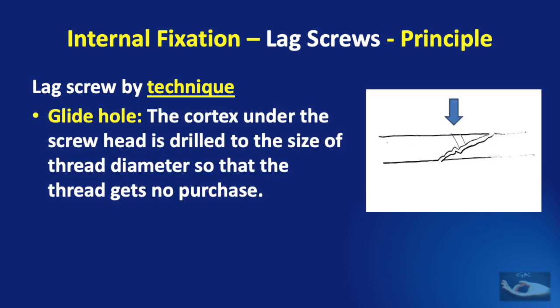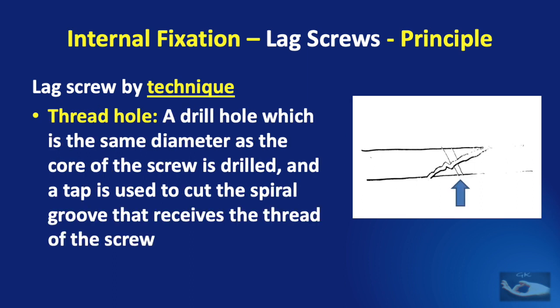This technique consists of first creating a glide hole in the near cortex. That is, the cortex under the screw head is drilled to the size of the thread diameter so that the thread gets no purchase. So this is a much wider hole. Next, the thread hole is made.